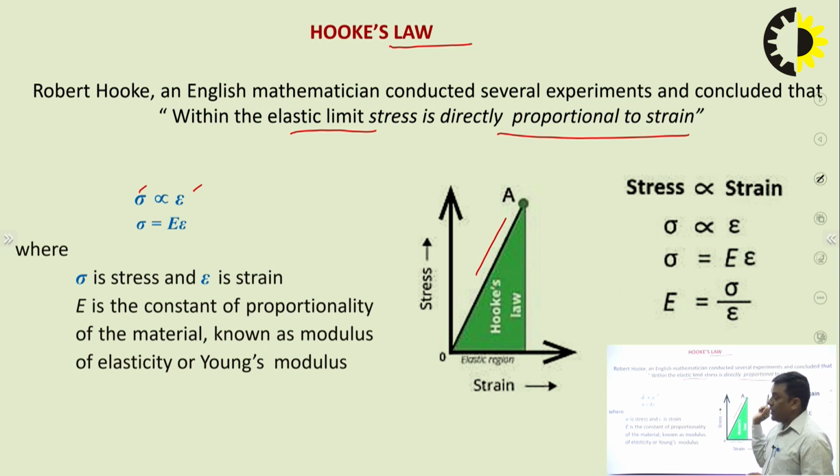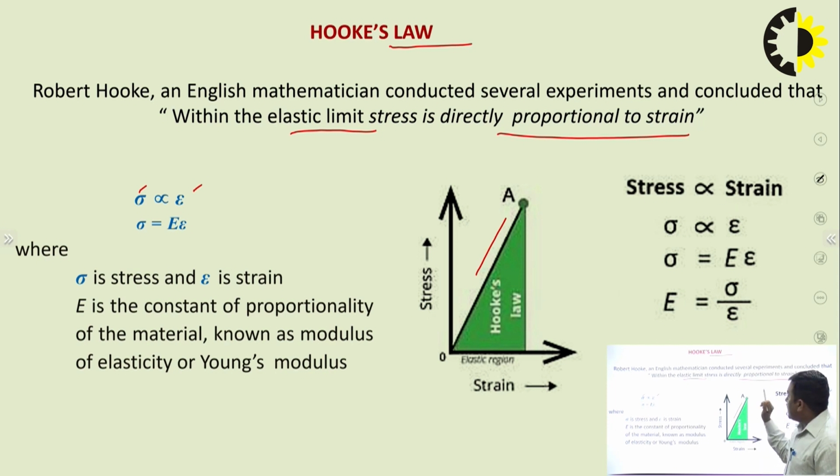But the relation between stress and strain is not only up to the elastic limit. For making any kind of permanent deformation, we have to move beyond the elastic limit. In that condition, to study the relation between stress and strain, we have to go with the complete stress and strain diagram. I hope this point is very clear. Hooke's law: within the elastic limit, stress is directly proportional to strain, and the stress-strain diagram will be a straight line.